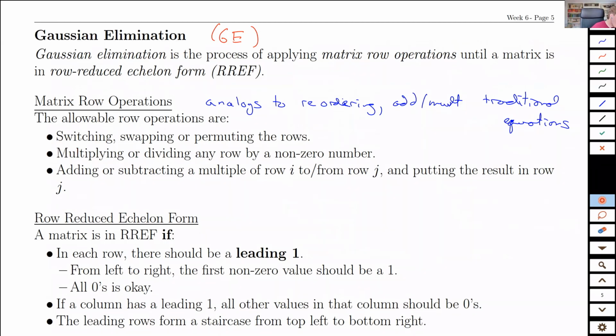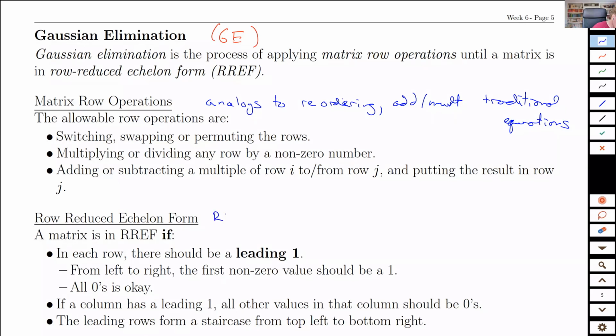So you can swap, you can reorder the rows, that's what permuting means. You can multiply or divide any row by a non-zero number, so you can just scale it. So yeah, we'll see this all in context with some examples. And then you can add or subtract a multiple of some row to get a new row. So again, you'll see this in action, but basically you can shuffle the order, you can just scale a single row, or you can scale one row and another row and add or subtract them to get a new row. What we're going to be looking for is this RREF.